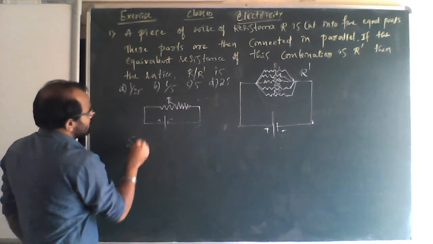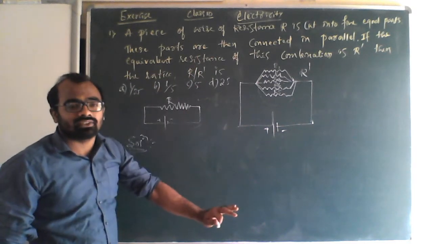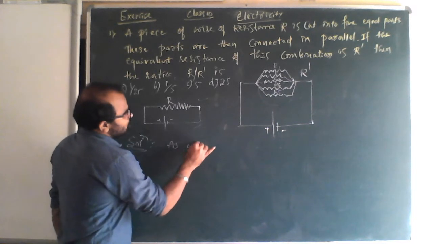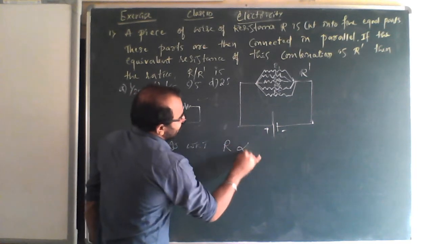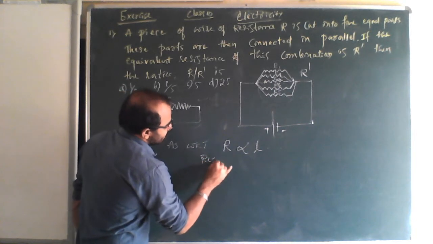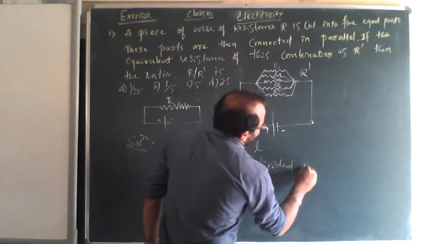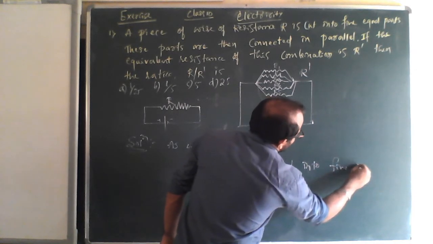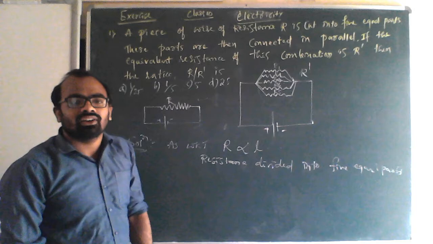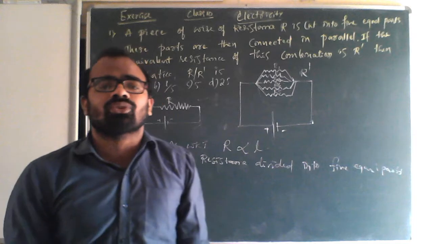See how the solution goes. The resistance R is cut into 5 equal parts. As we know, resistance is directly proportional to length. So the resistance is divided into 5 equal parts, and each part now has the resistance R by 5, because resistance is directly proportional to length.